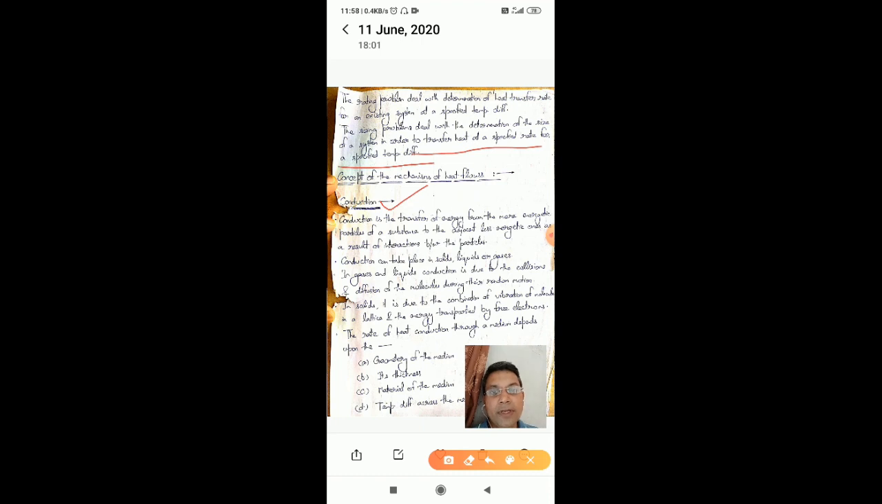Now you must ask, sir, we have studied this in our childhood, then why in engineering? Here there are some advances, not only some, but very many advances at present. Continuing to the topic, what is conduction?